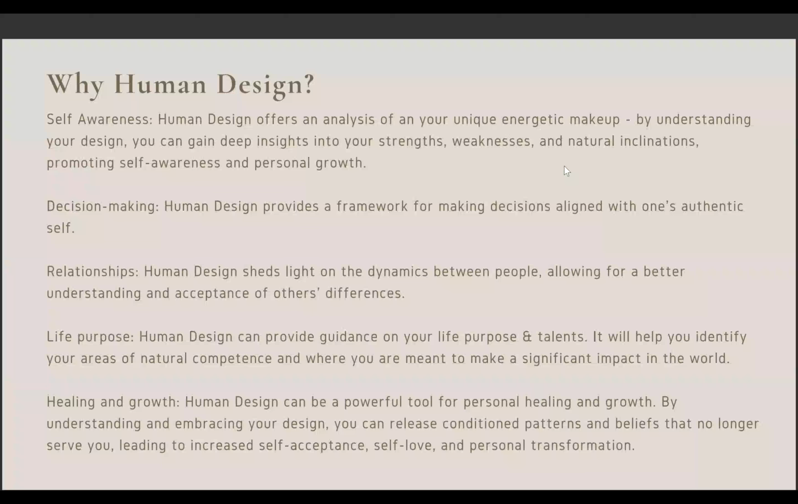So when we are able to understand and embrace our design, you can really release those conditioned patterns and conditioned beliefs. They don't serve you. So you can release them, really leading to an increased self-acceptance, self-love, and personal transformation.